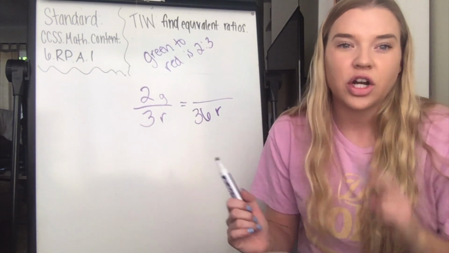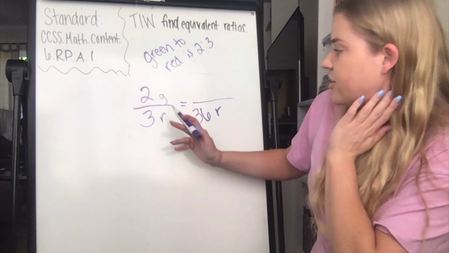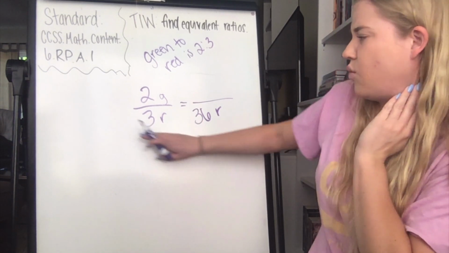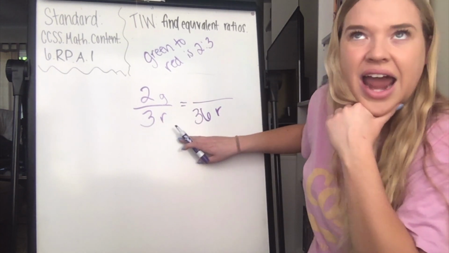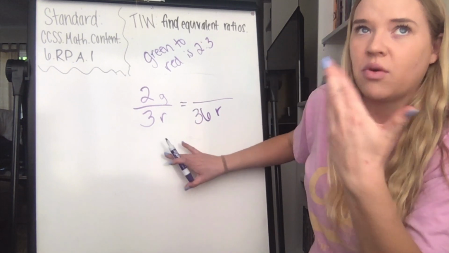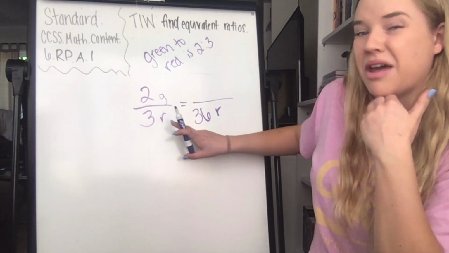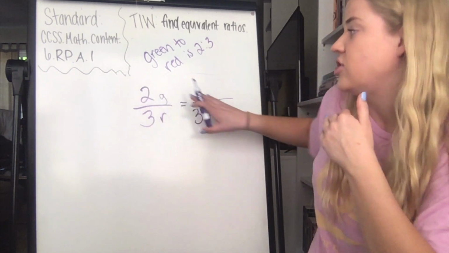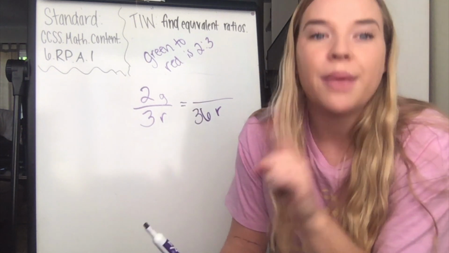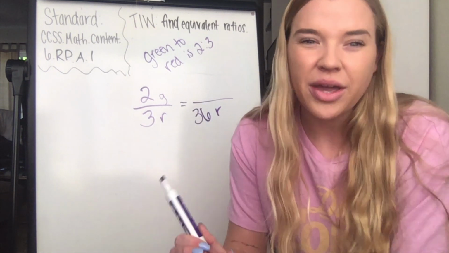In order to do this, there are 2 separate ways that you can do this. We can either see what goes on to go from here to here. So what do I do to 3 to get to 36? I can think about that and say, well, I would multiply 3 by 12 to get to 36. And then I can do that to the top as well. That will work sometimes. Okay.